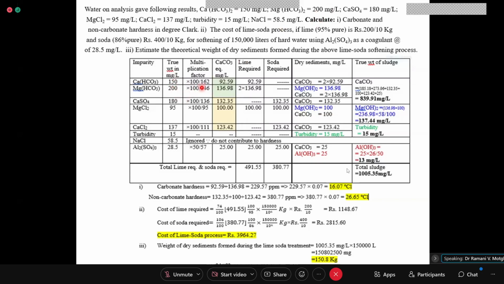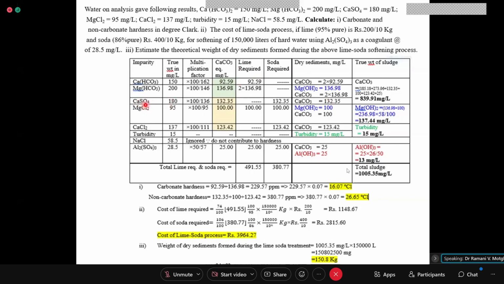Okay, so this into this multiplication factor, you are getting 92.59, and this into this 100 by 146, you get 136.98. So this blue color is for showing that this is the carbonate hardness, and this red color is for showing that this is the non-carbonate hardness. Okay, this is CaCO3 equivalent part. This is how you should always circle this in your notebook, and then you can circle this part in your notebook. Okay, then we will not do this part.